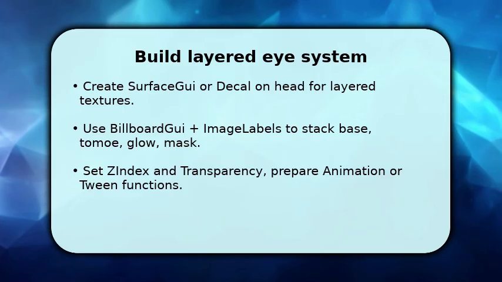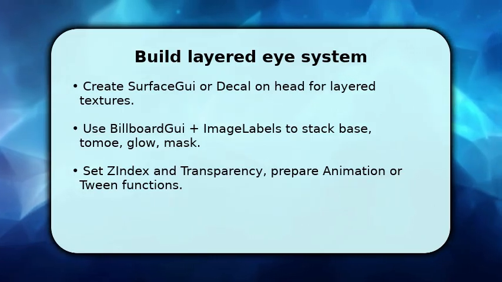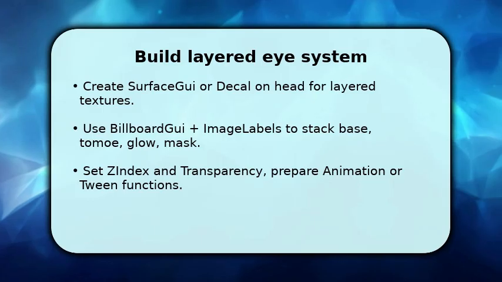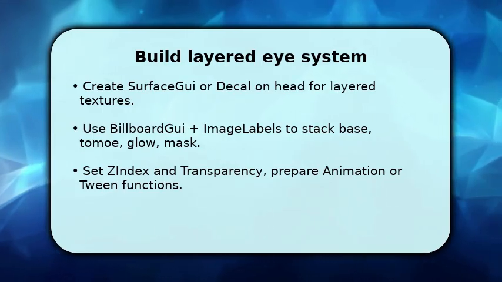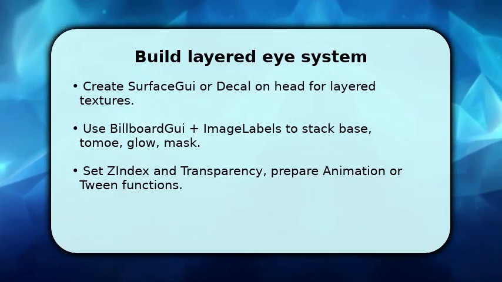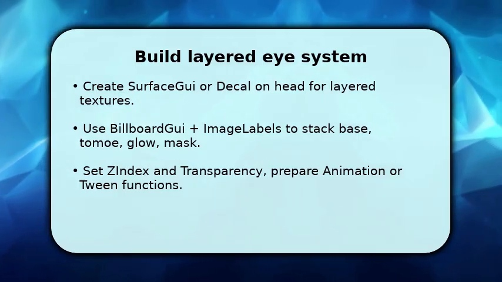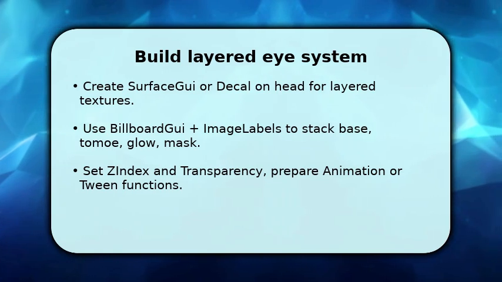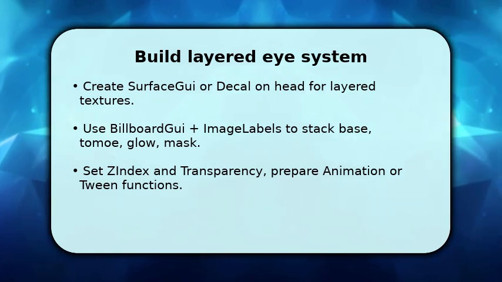Once in place, write modular functions that tween transparency, image rect offset, and rotation for each layer so you can animate activation and eye movement. Also prepare a script-friendly API, functions like activate eyes, cycle Tomo, and reset eyes, so other scripts call them.